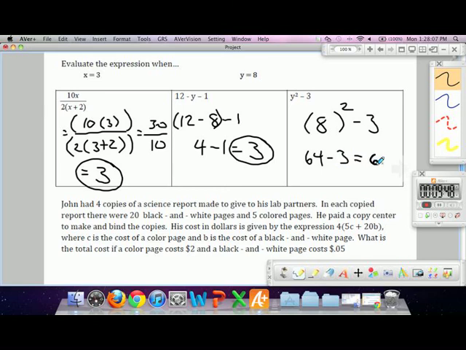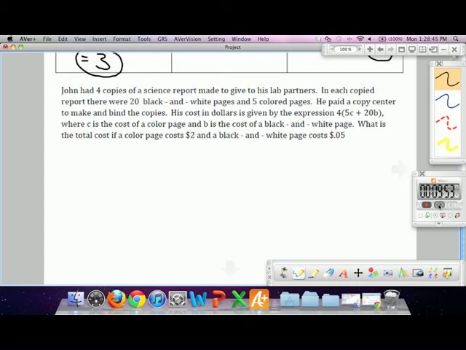4 copies of a science report that he made. He copied each report. 20 were black and white and 5 were colored. He paid a copy center to make and bind the copies. His cost is given by that expression, where C is the cost of a color page and B is the cost of a black and white page. What is the total cost if color costs $2 and black and white costs 5 cents?